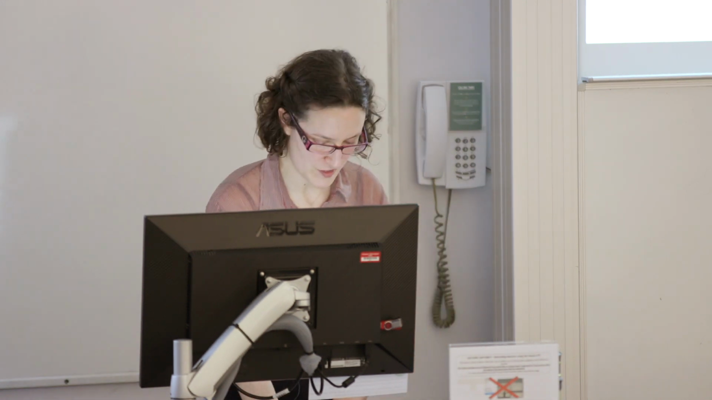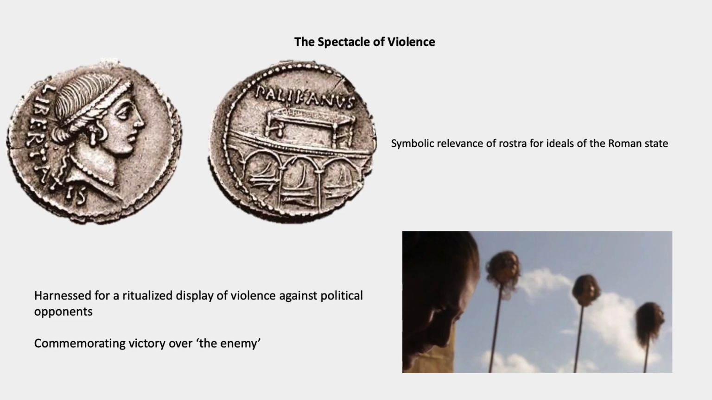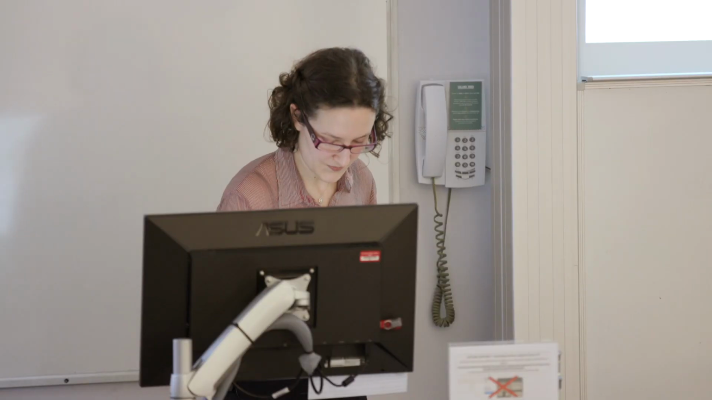What we see with the acts of violence then is a sort of subversion of what the rostra is meant to be about. So we've got the rostra, which is symbolic of the ideals of the Roman state, that is then being harnessed for a ritualized display of violence against political opponents. The purpose is to commemorate victory and to celebrate the defeat of a delegitimized Roman opponent.